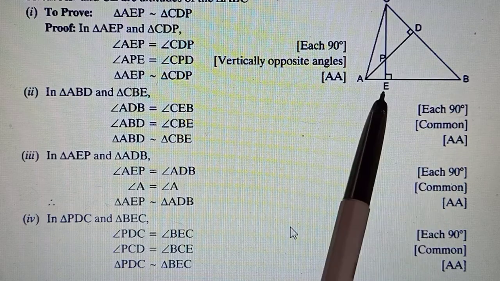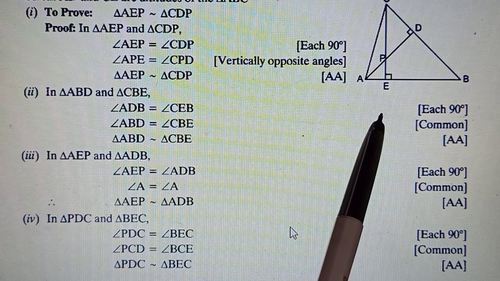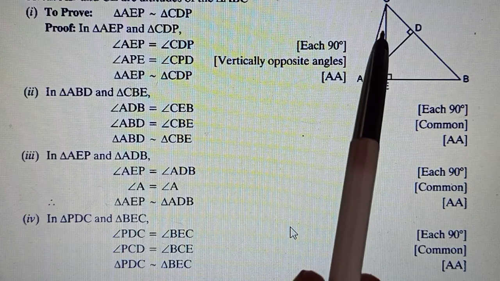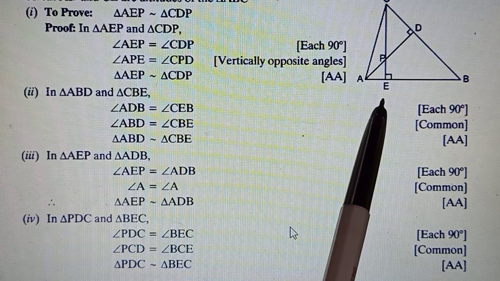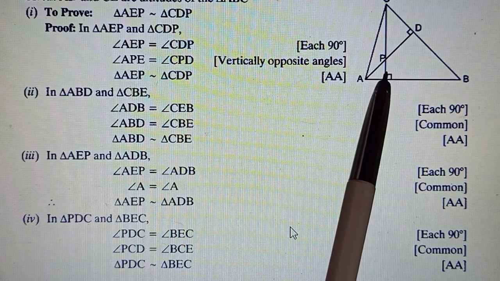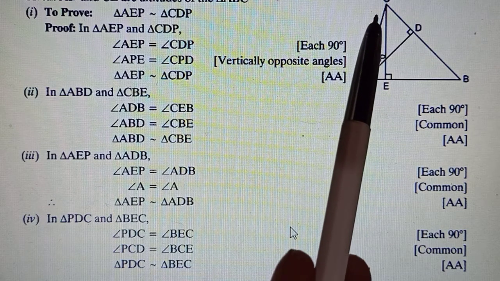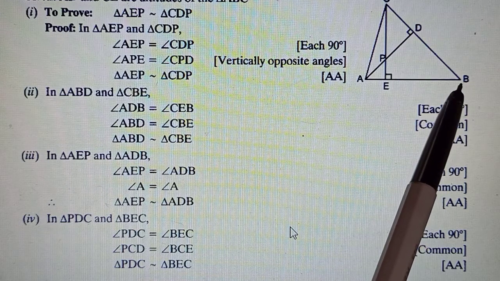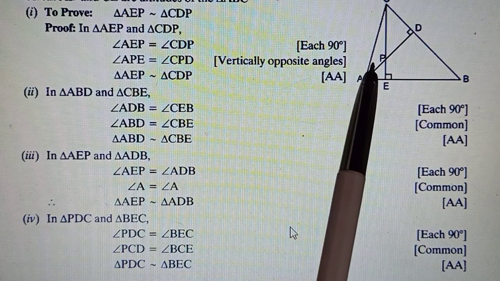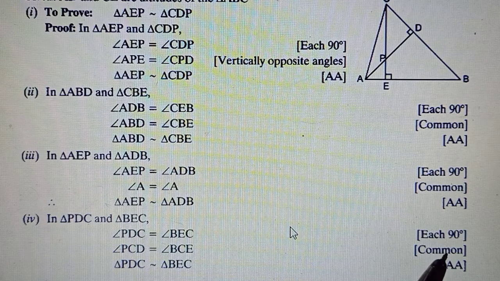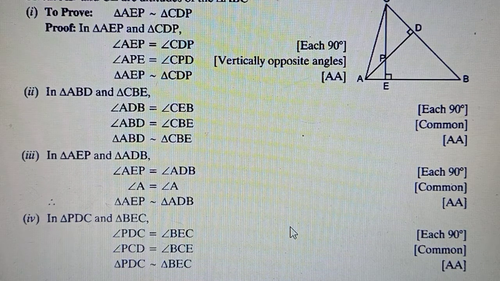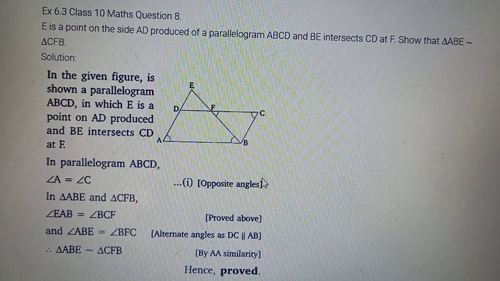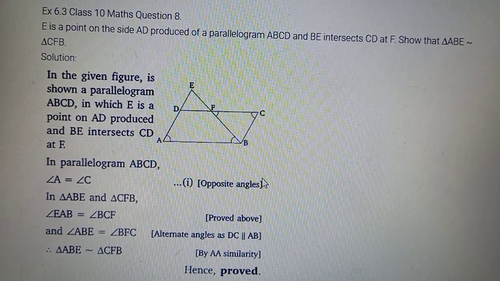BEC. So what all you can see? PDC 90, and here BEC also 90. Then angle C. So for the first you will name it as angle PCD. So for the other one you will name it as BCE. And that is common. The reason will be common. So again you've got AA criteria. Okay. So in the remaining ones, nearly the same logic. And now the 8th question, children, the figure is not given to us.